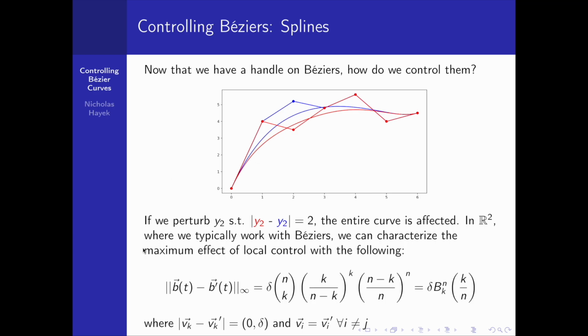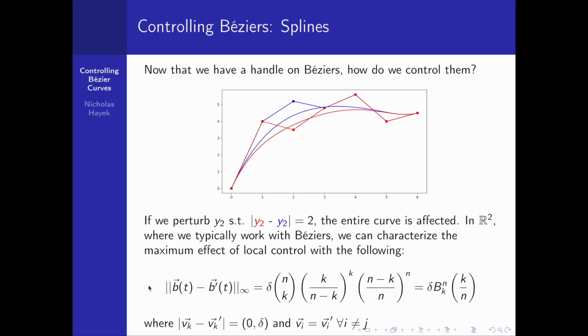This is really the one novel result that I couldn't find in the literature, but I felt was pretty obvious to conclude, and that is a relationship between perturbing one of your control points in R2 and the infinity norm between the old and new curves. And I found that the relationship was roughly the perturbation times the Bernstein polynomial of the index at which your control point is changed, evaluated at that index over n.